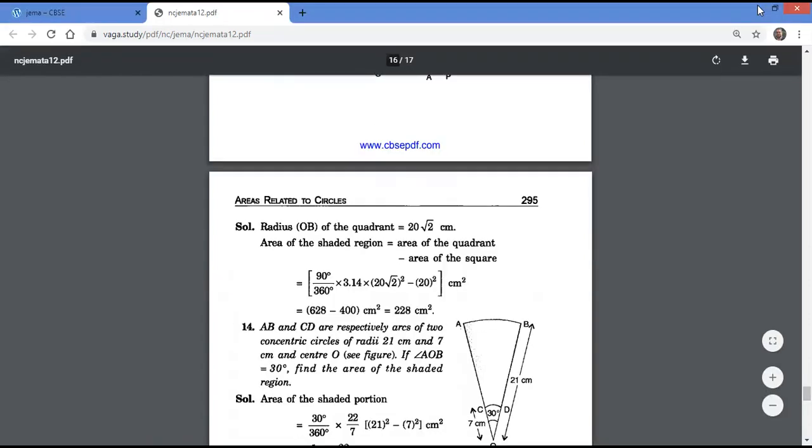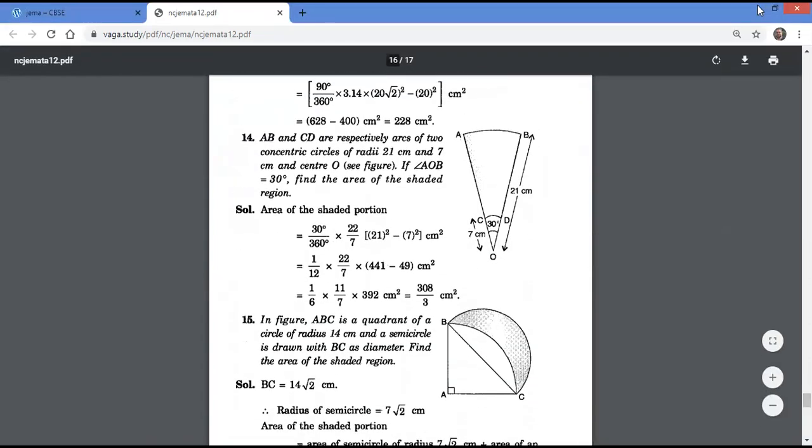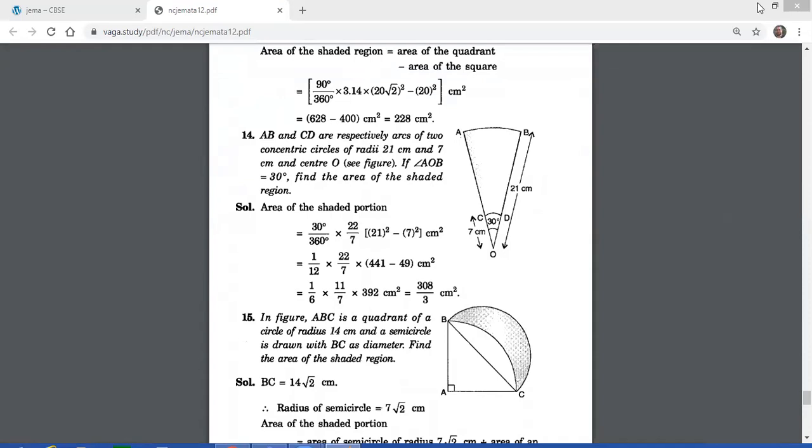Question number 14, again a simple question. Find the shaded area. These are two sectors. One is a bigger sector, one is a smaller sector, and we want to find out this shaded area here, right? So the shaded area will be the bigger sector minus the smaller sector. What is the bigger sector? Pi capital R square theta by 360 minus the smaller sector pi r square theta by 360. What is important to understand here is that only the radius is changing.